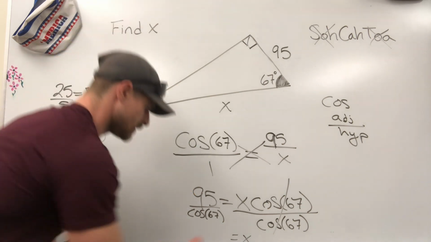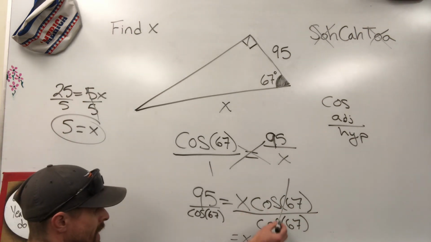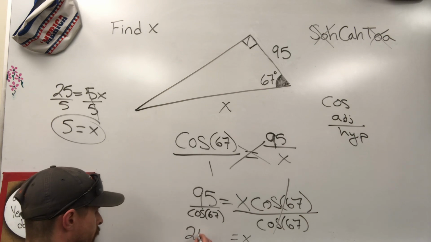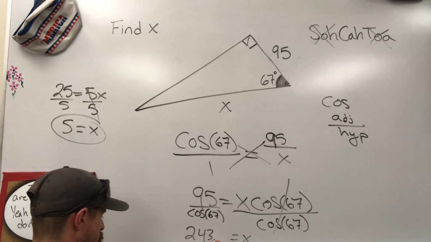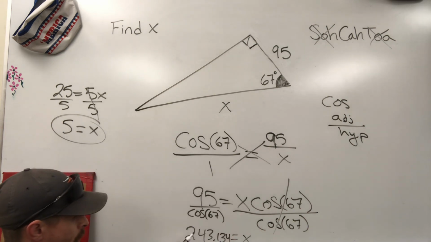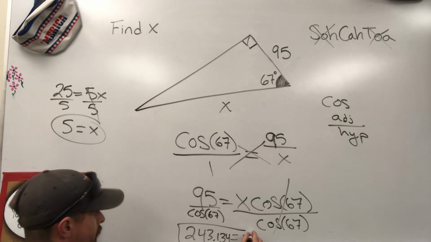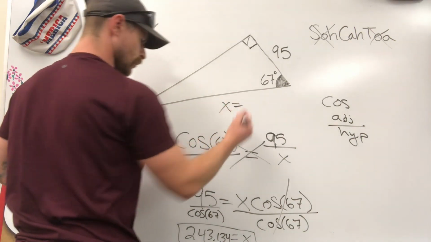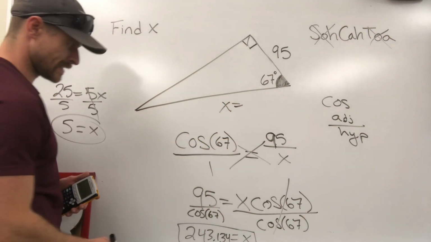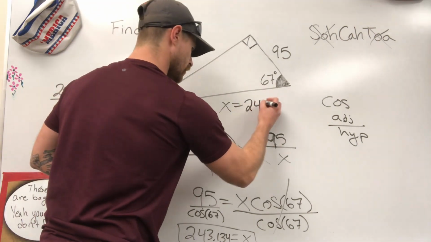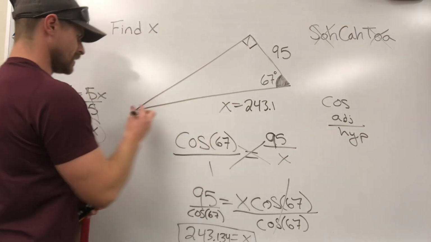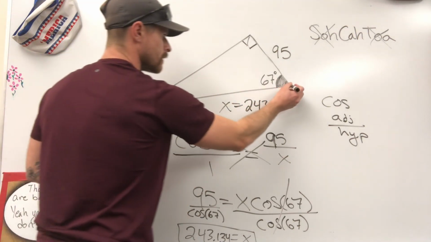And what I'm left with is x all by itself because these canceled. 95 divided by cosine 67 gave me 243.134 if I round. So that right there would be my value of x. I can go up to this problem up here and say x is now equal to, I'll just round that to the nearest tenth, 243.1 as a distance from here to here.